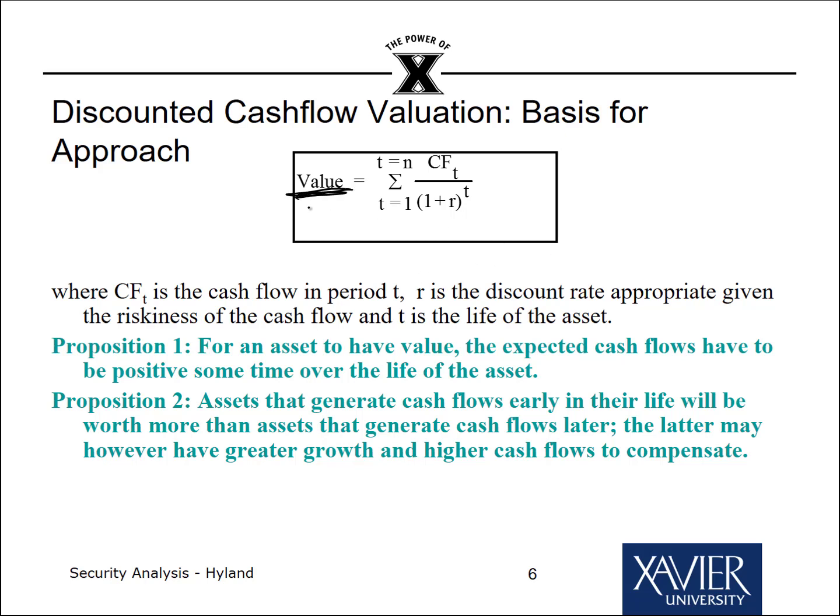Whether it's the value of the equity or the value of the firm, we're going to sum over all future years the cash flows in each year divided by 1 plus the discount rate. So if we think about it from a theory standpoint, and how we put this into practice, for an asset to have any value, expected cash flows have to be positive at some point. So this is important, right?